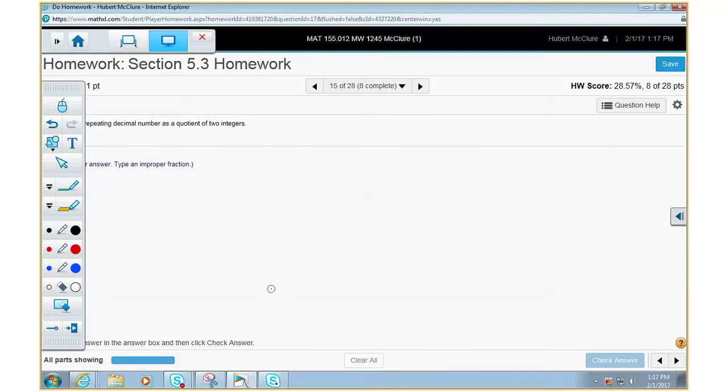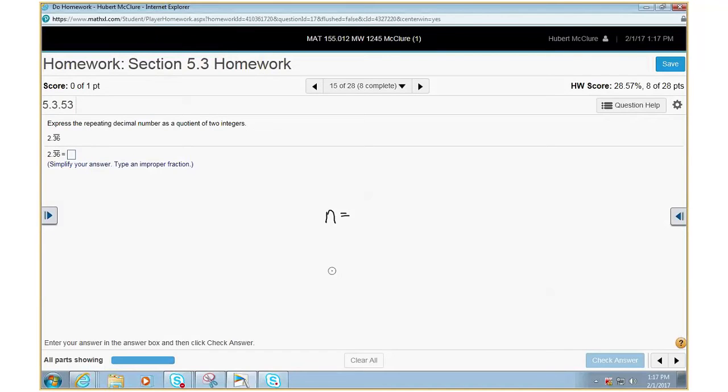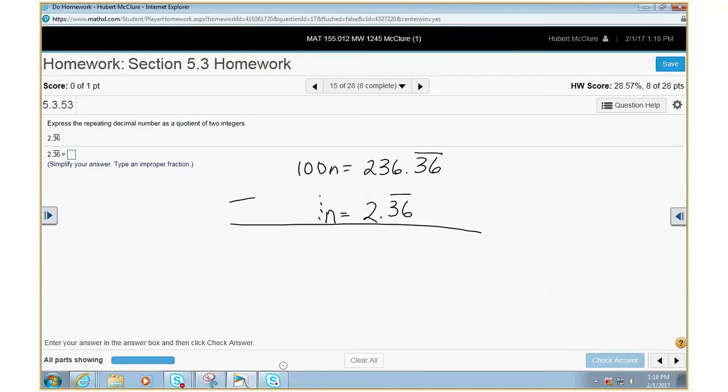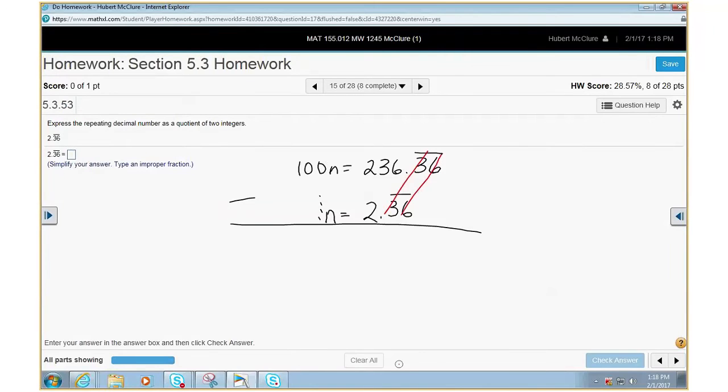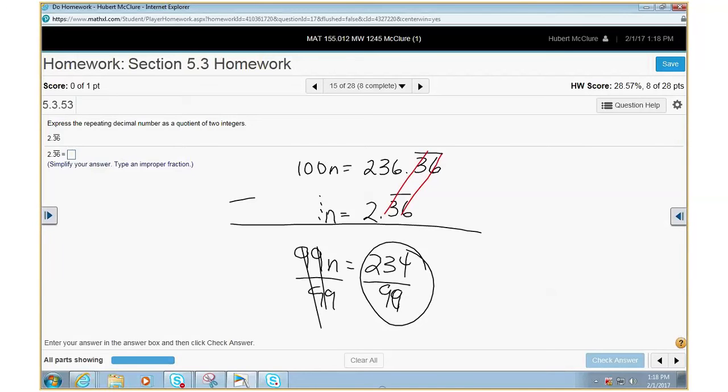All right, so here we go. So n, and you can do it this way, n is equal to 2.36 repeating, and then multiply by 100. Why did I multiply by 100? And what happens to the repeating 36s? They cancel out, yes. And that leaves you with 99n is equal to 234, and then divide by 99. And besides reducing, take your calculator and divide 234 by 99, and you should come up with a repeating decimal. So you type that in, so you can feel good about yourself.